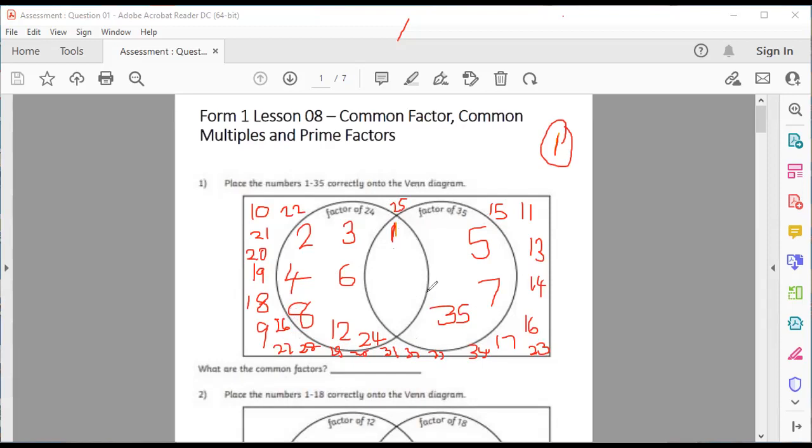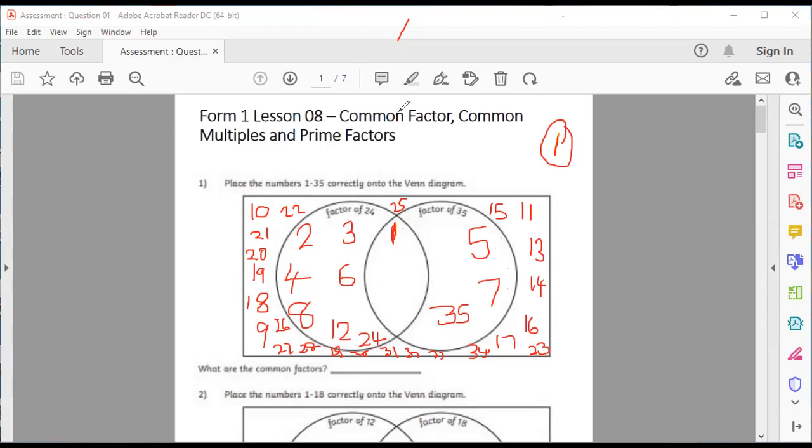Now, is there a number that would be a factor of both 24 and 35? Look at it. No, none. Because 35 is made up of 5 and 7, and 35 and 1. These are the factors of 35. The factors of 24, yes, you have a lot here, but none of them are factors of 35. So the common factor here is only 1. All right? So this is just an introduction. Okay, this was our Lesson 08.